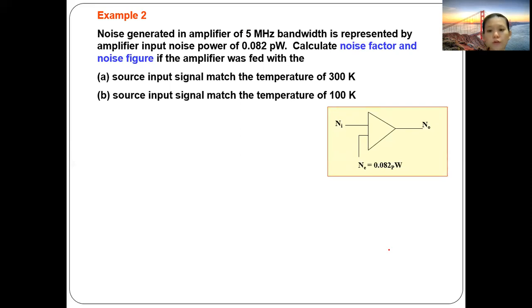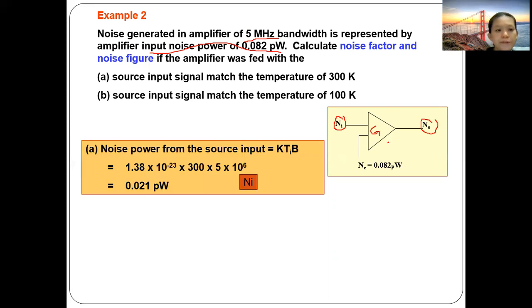First we draw our amplifier. We know that we have the input power of noise, NE equals 0.082 pW. Then we have an amplifier frequency of 5 megahertz, and we draw our noise input and our noise output as well. Inside here we have our gain. Okay, now we start the calculation.